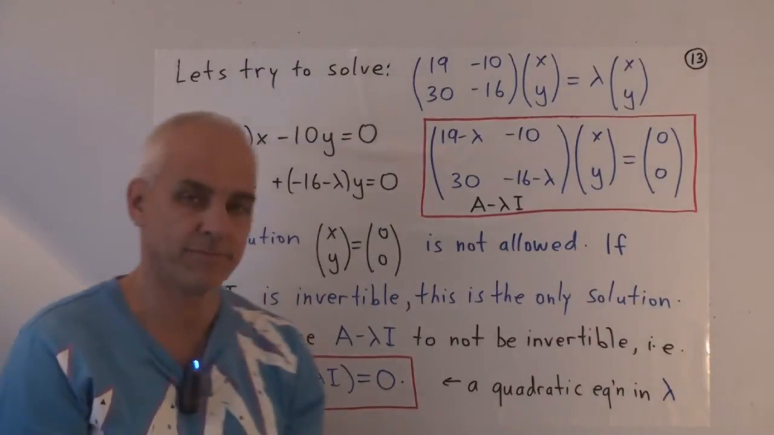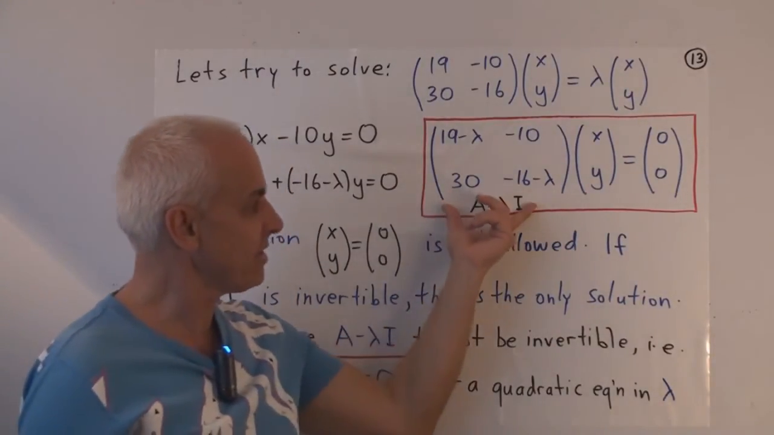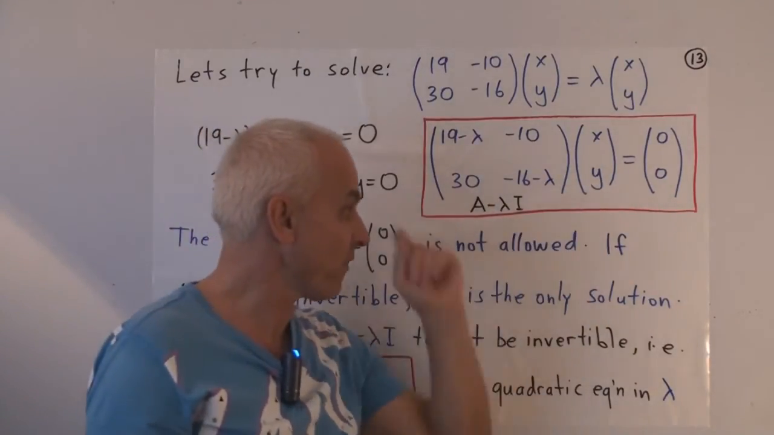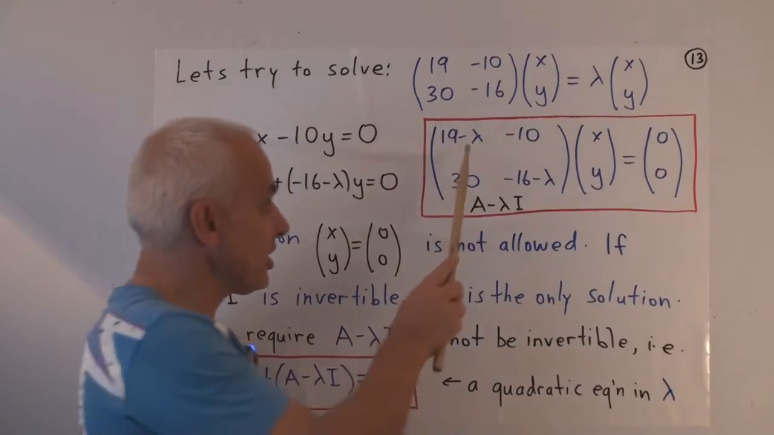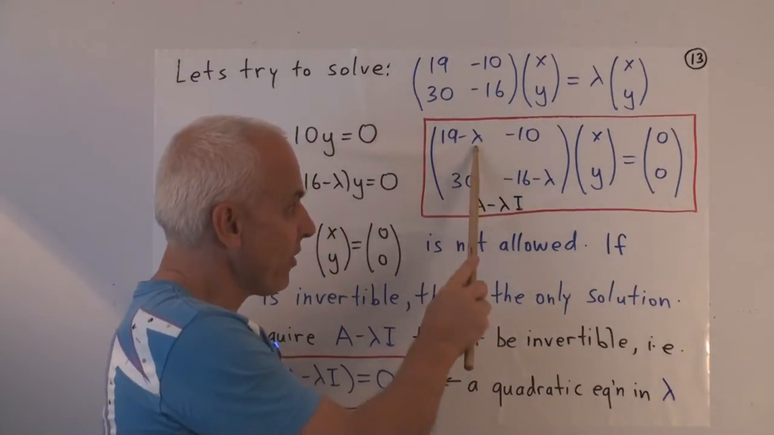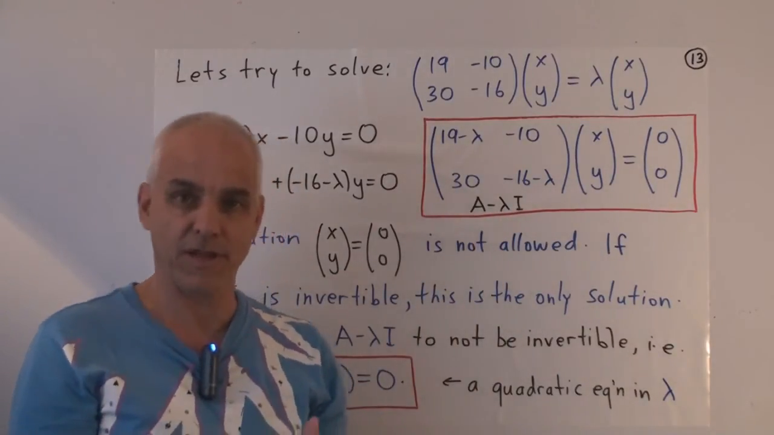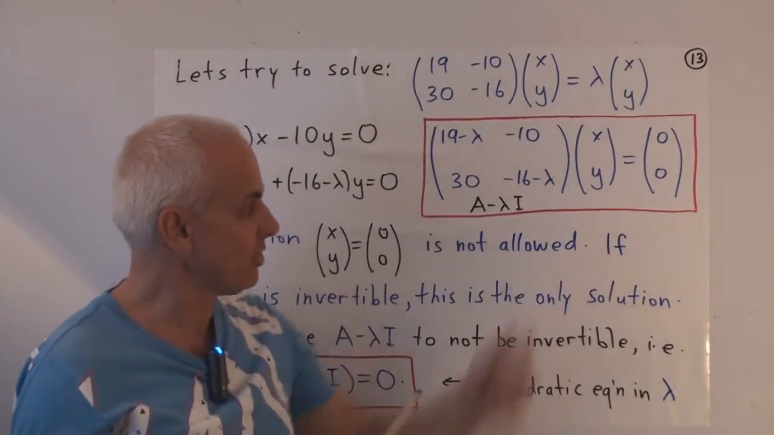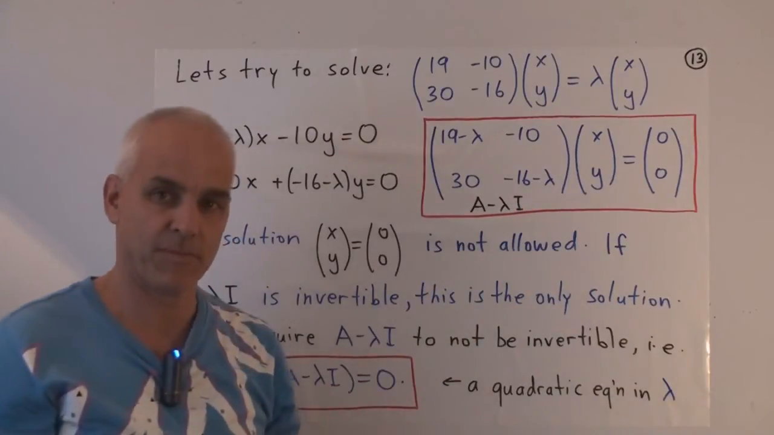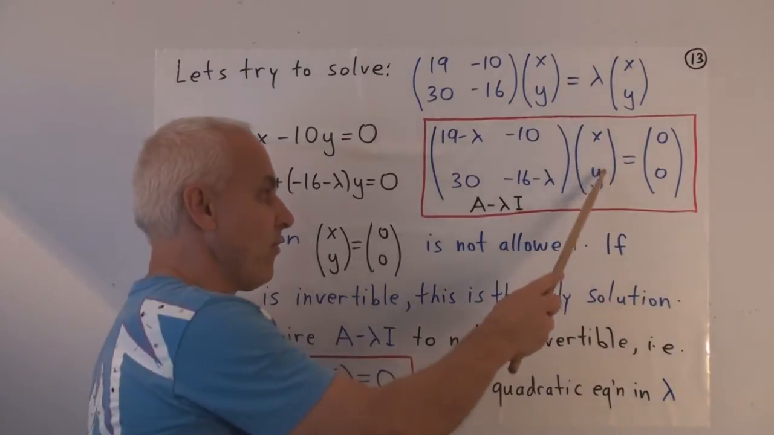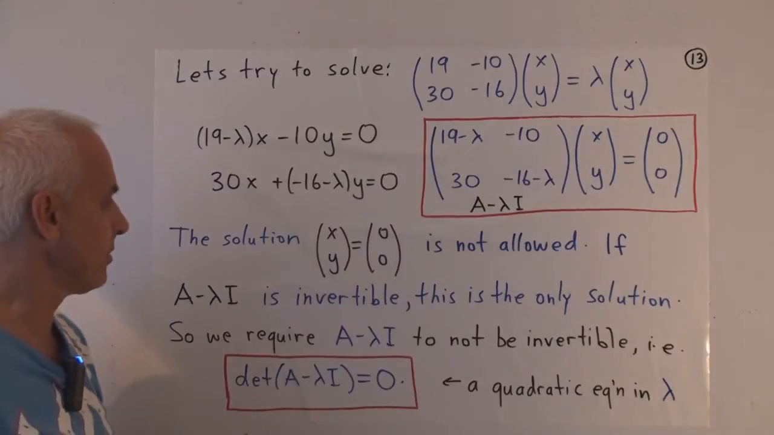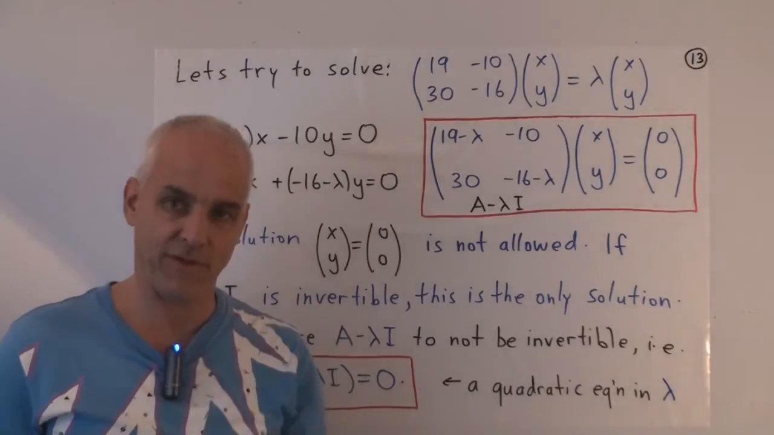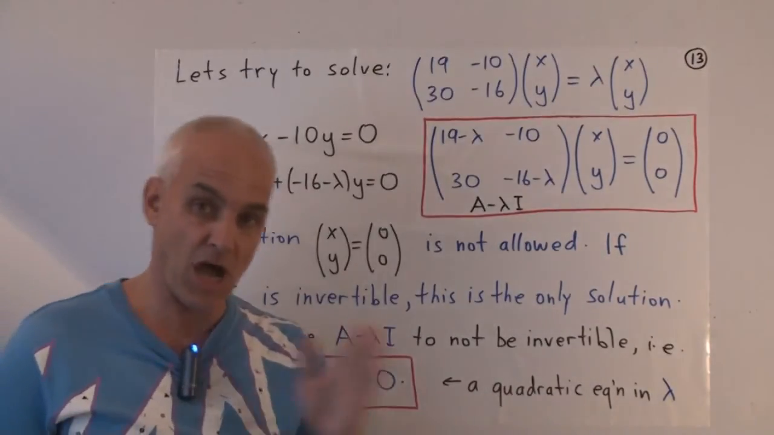All right, let's think about this equation. We have some matrix times some vector equals 0, 0. We're trying to solve for x, y, but a slight complication is that we don't know lambda as a number. There's one obvious solution, independent of what lambda is: x equals y equals 0. That's an obvious solution, but it's not allowed, because we said an eigenvector is going to be a non-zero vector.